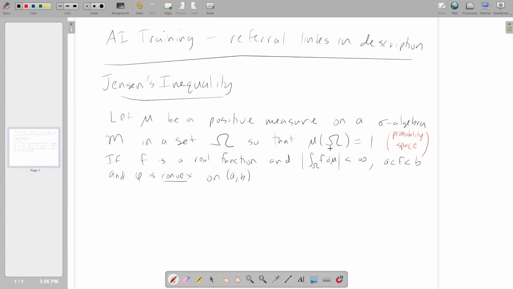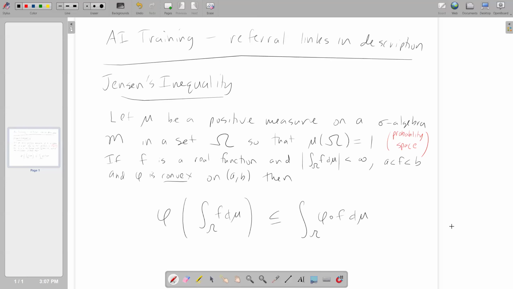So phi is convex on AB. Then, here's the big statement: phi of the integral of f is less than or equal to the integral of phi composed with f d mu. So that's Jensen's inequality.